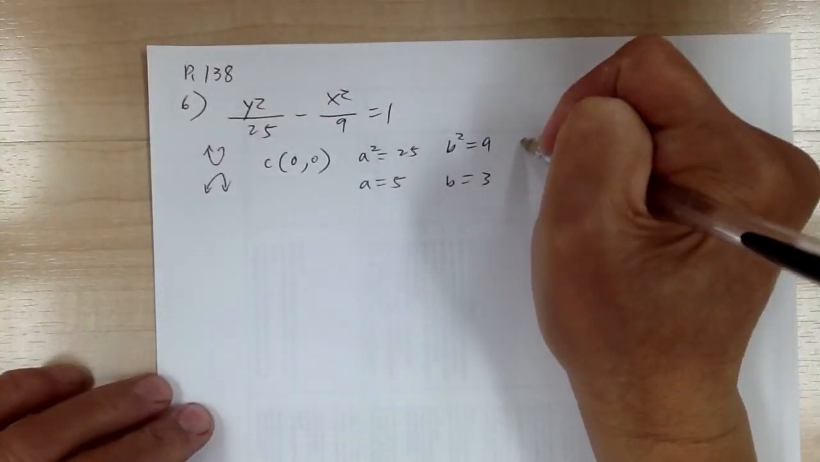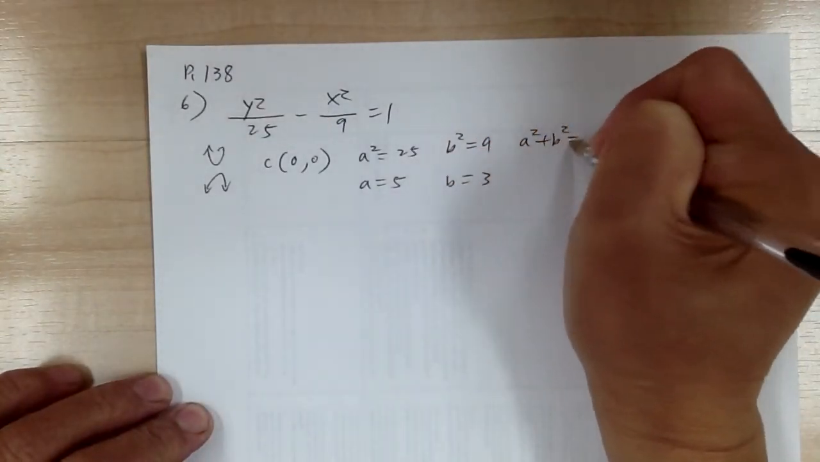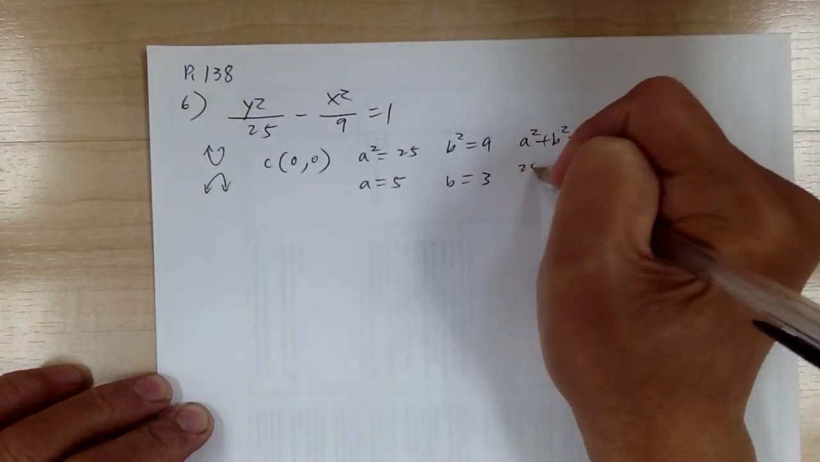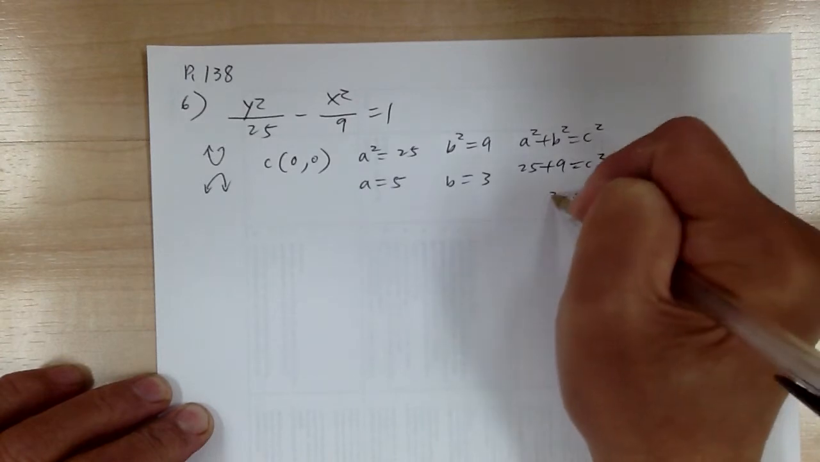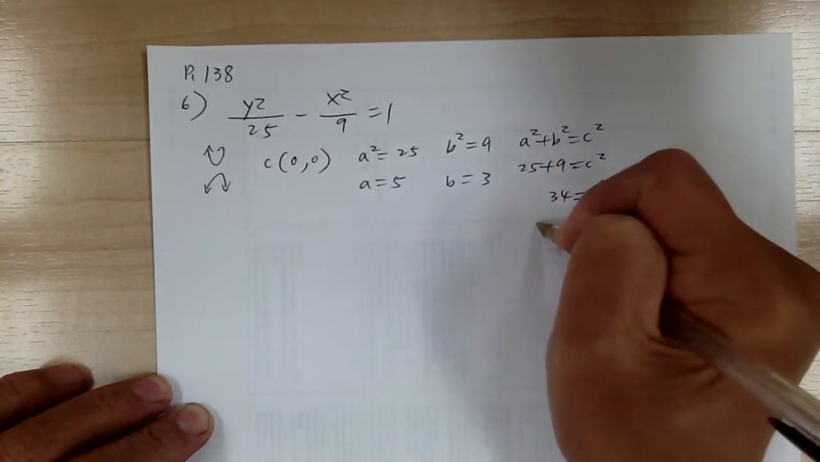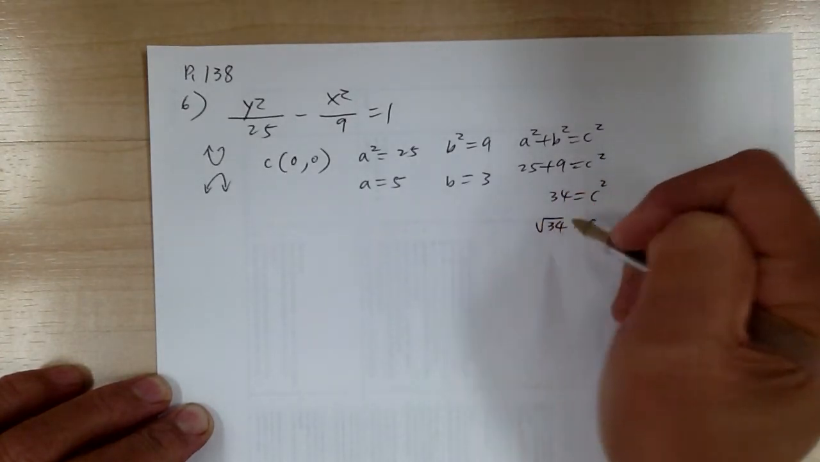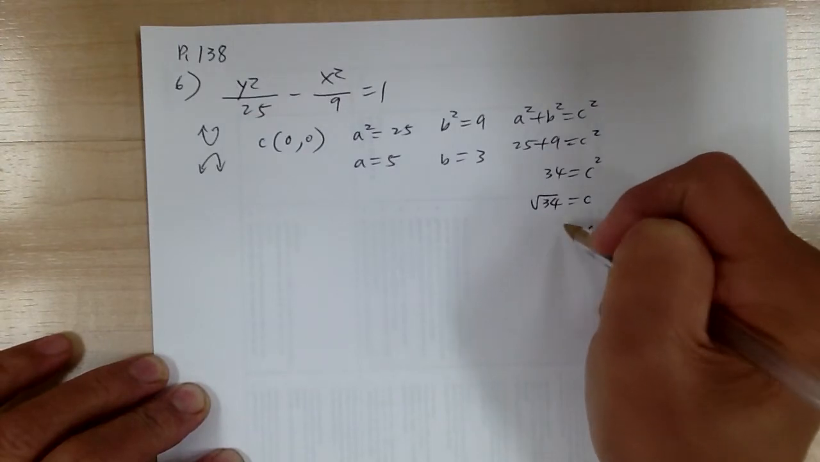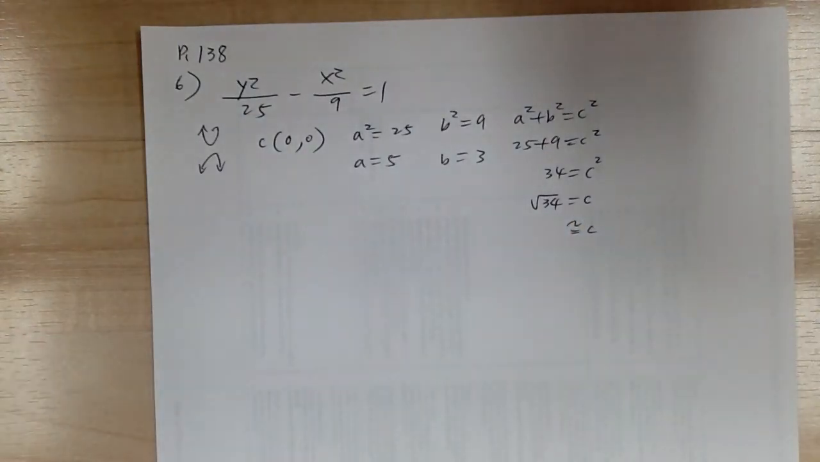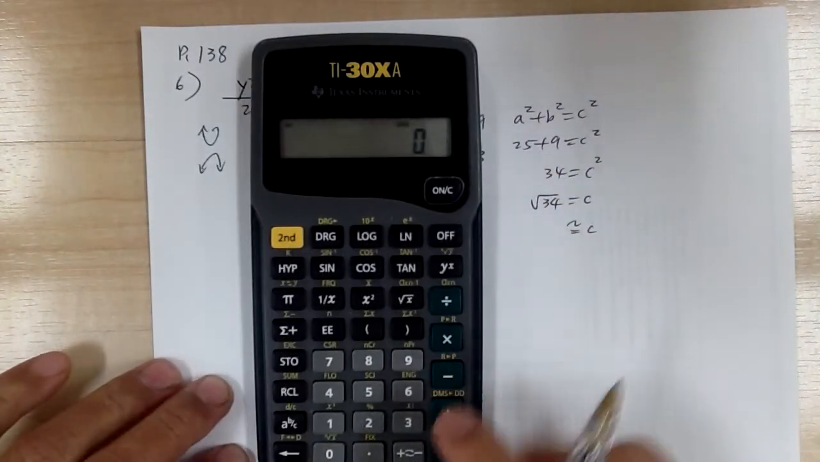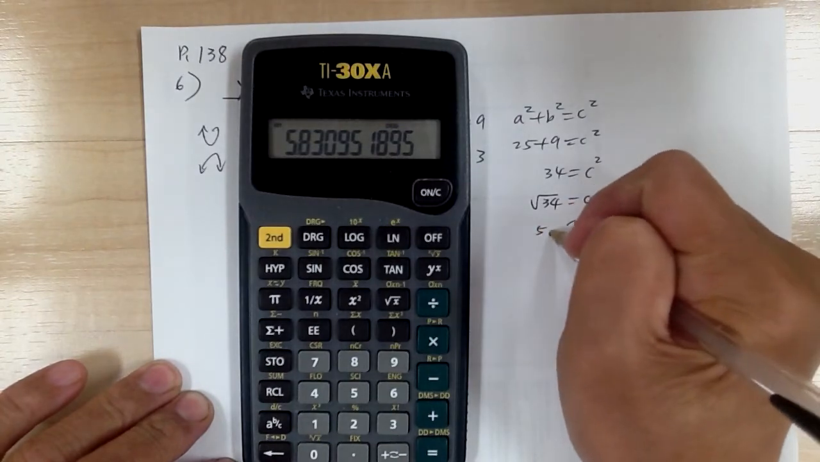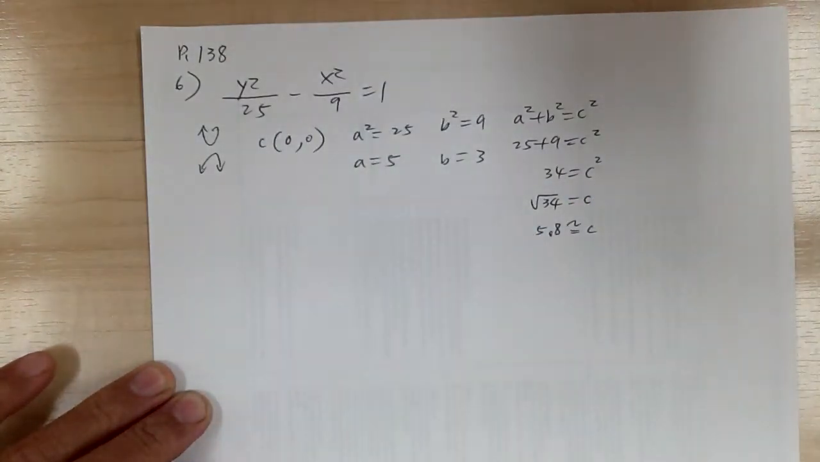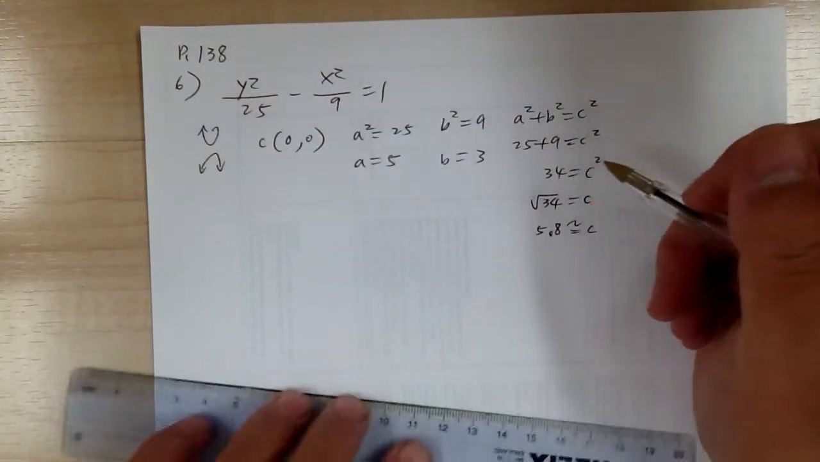And the c, so you have a squared plus b squared equal to c squared. You have 25 plus 9 equal to c squared. C squared equal to 34. So c equal to square root of 34. And if you use a calculator to get an idea of what that is, square root of 34 is about 5.8. Okay, so let's go and sketch these things out.